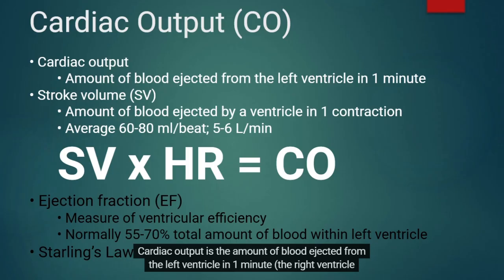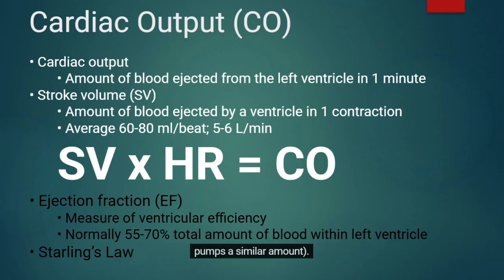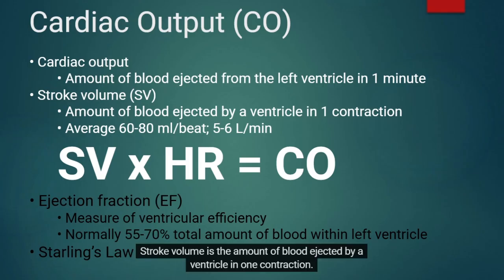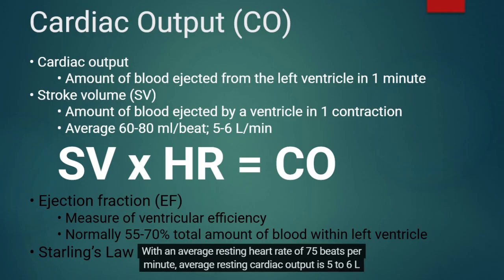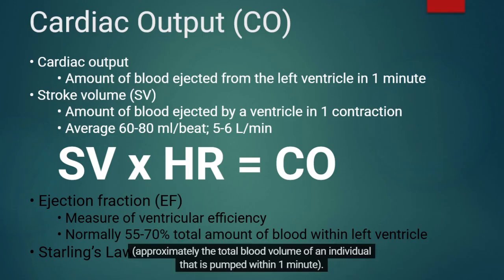Cardiac output is the amount of blood ejected from the left ventricle in 1 minute. The right ventricle pumps a similar amount. It is determined by multiplying stroke volume by heart rate. Stroke volume is the amount of blood ejected by a ventricle in one contraction. It averages 60 to 80 milliliters per beat. With an average resting heart rate of 75 beats per minute, average resting cardiac output is 5 to 6 L, approximately the total blood volume of an individual that is pumped within 1 minute.